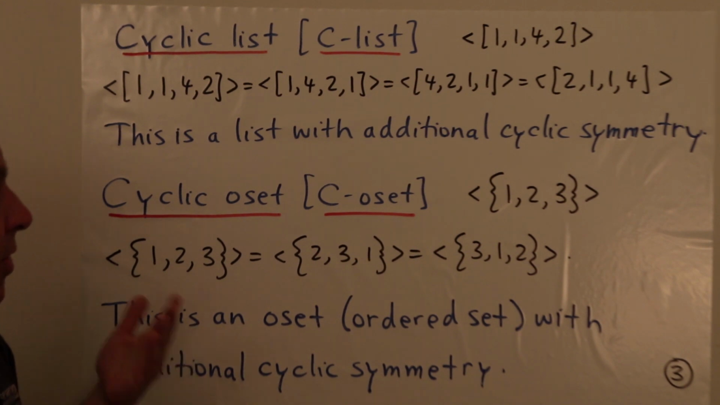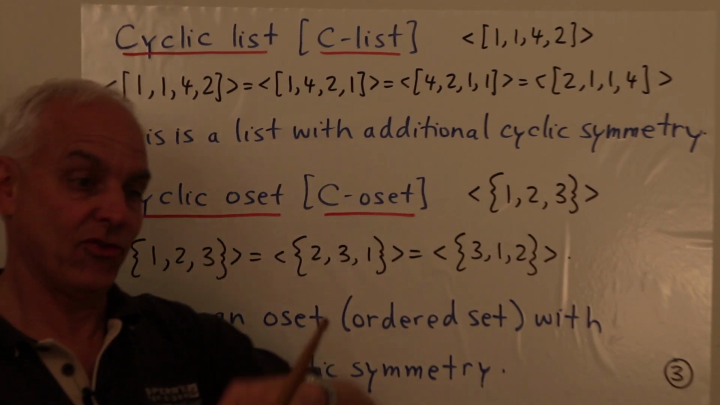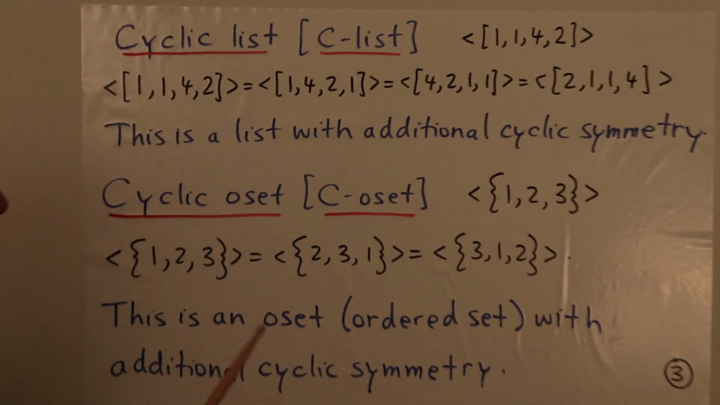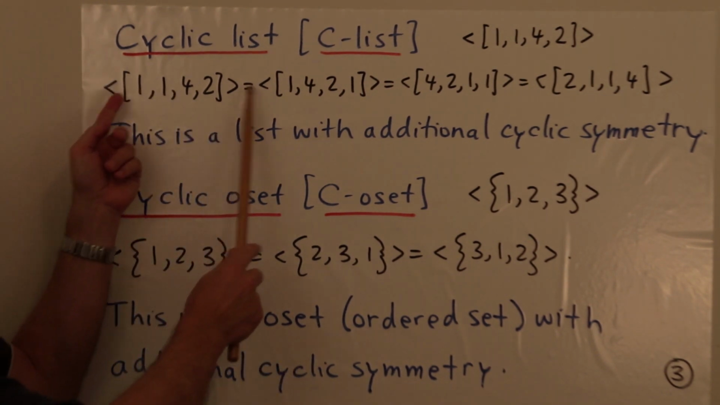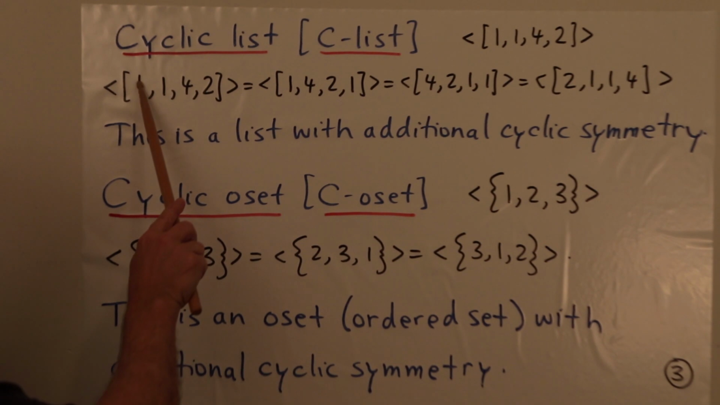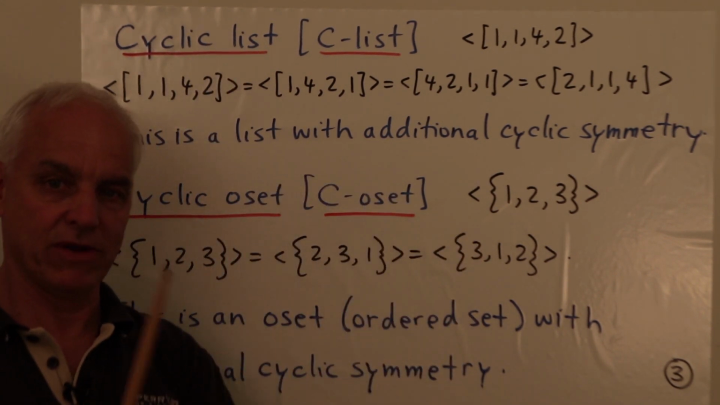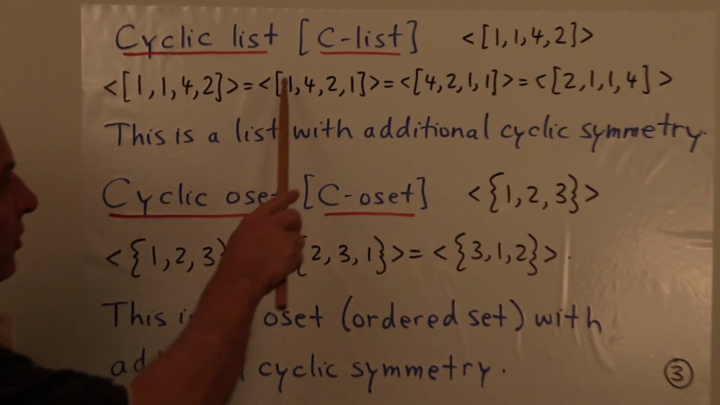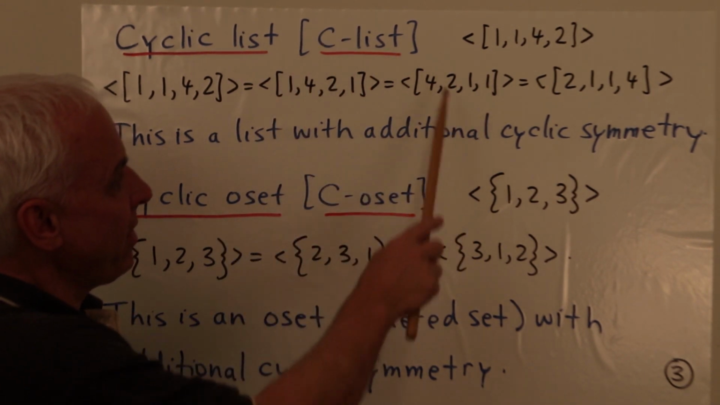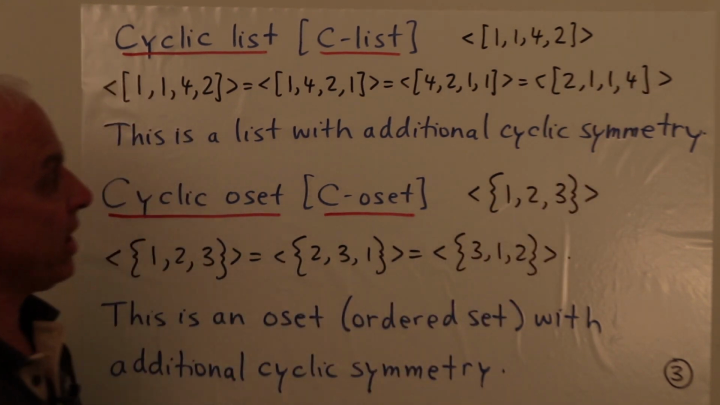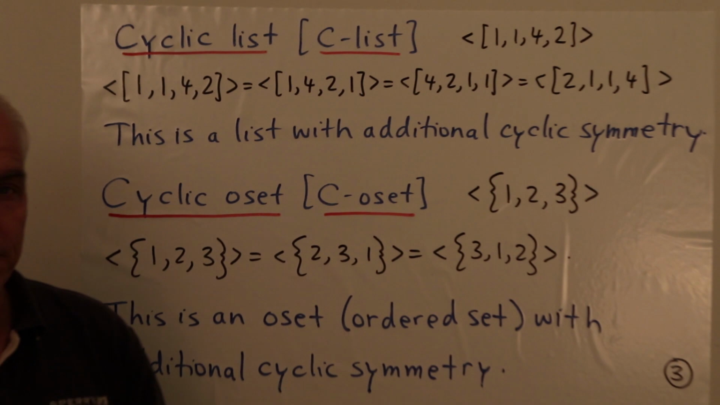And what is it? Well, it's just like a list, but it has this cyclic convention that's exactly the same as one we've just talked about. We're going to agree that this cyclic list is the same as this one, what you get when you take the first element and move it around to the back and shuffle everything over. And again, of course, we can do it again. We get 4, 2, 1, 1. And then we can do it again. We get 2, 1, 1, 4. And if we do it again, we get 1, 1, 4, 2. We're back to where we started.